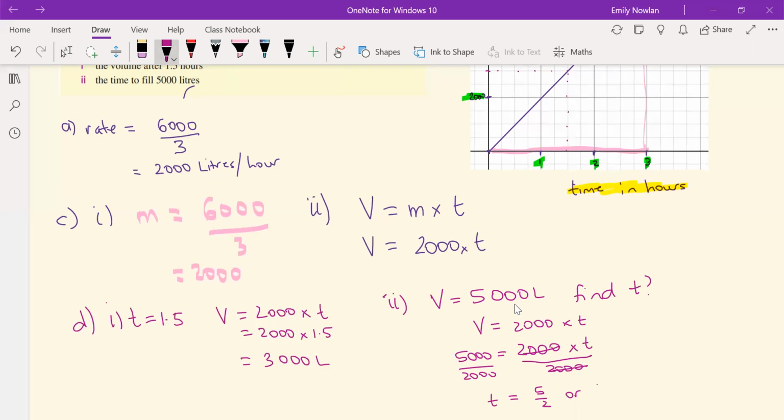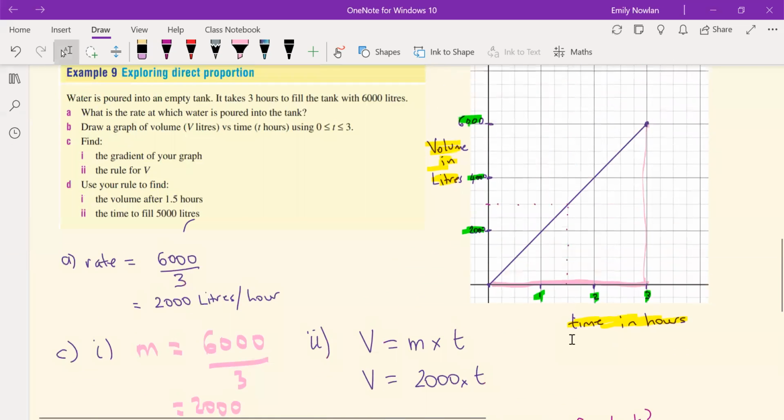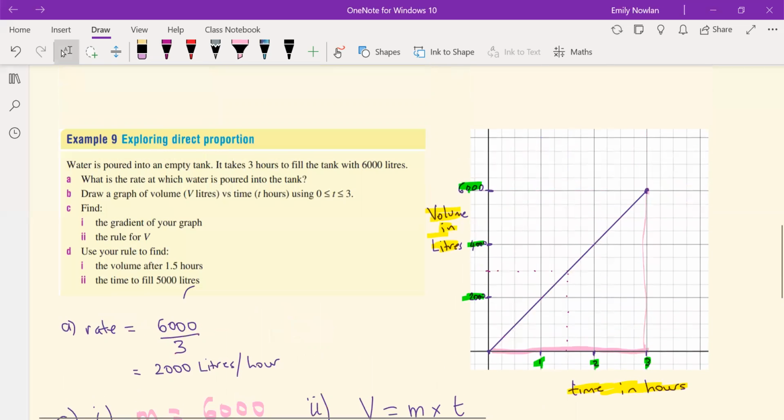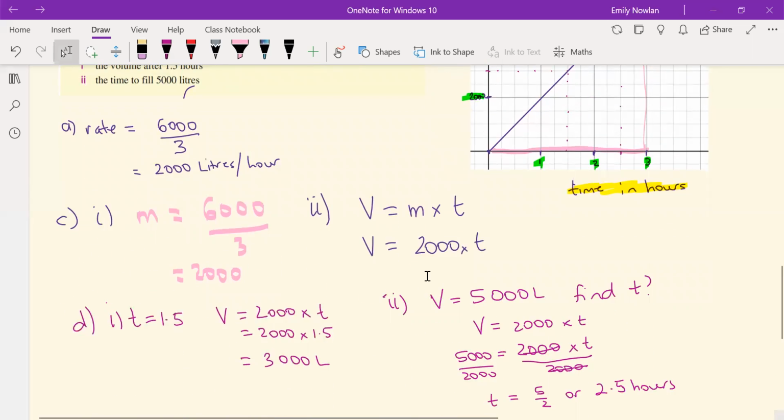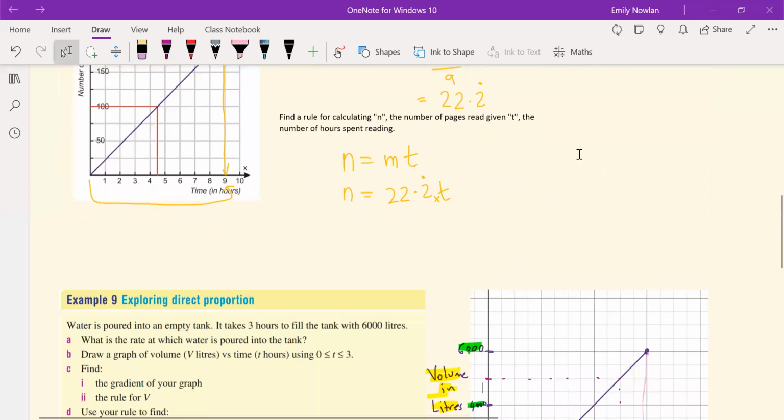T is equal to 5/2, or 2.5 hours. And again, let's go up and see if that makes sense. Here's 2.5 hours, between 2 and 3. If we follow that along, where do we hit the graph? Is that at the 5,000 litres? Has it made sense? Yep, that's the 5,000. It works. So now you can try the other questions.